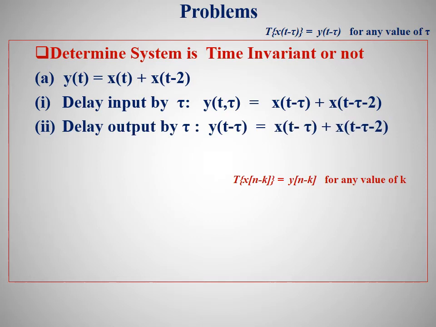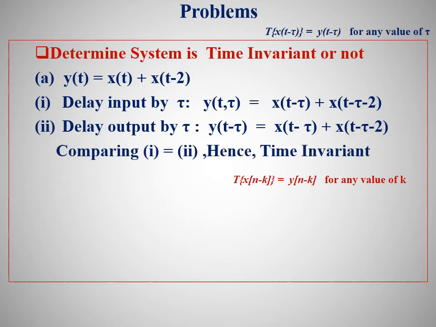In the next case, we are again delaying the output by tau, and here the expression used is y of t minus tau, which is equal to x of t minus tau plus x of t minus tau minus 2. Comparing 1 and 2, we get that they are both equal, hence the system is time invariant.